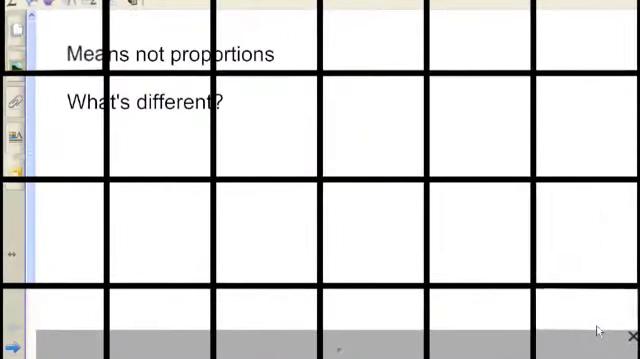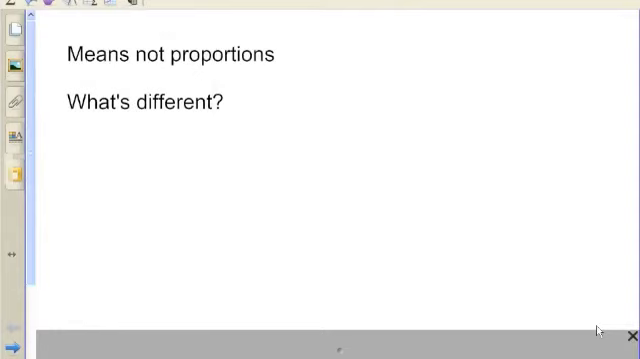All right, so we're starting Unit 6. Unit 6 is all about means. I mean like averages. We're not in proportions anymore. So that means we're going to do a couple things differently.